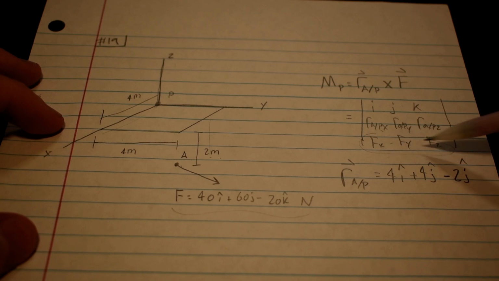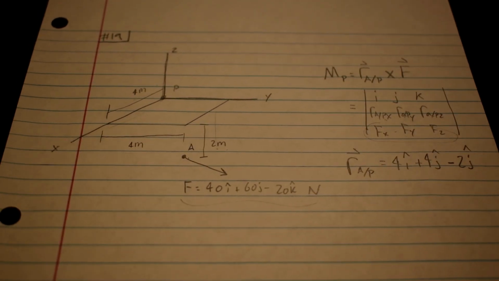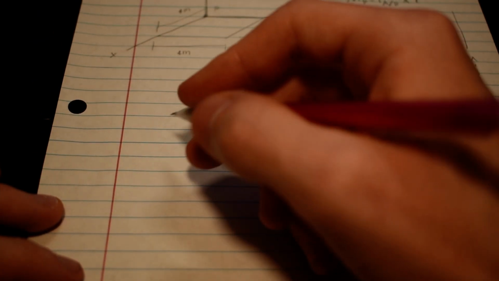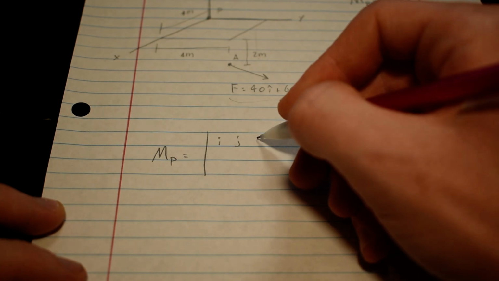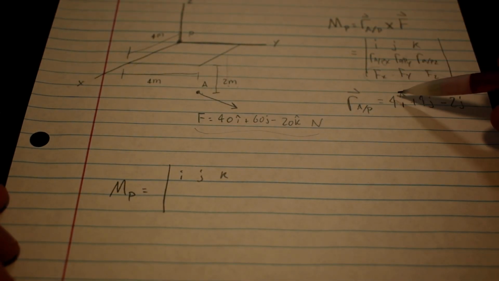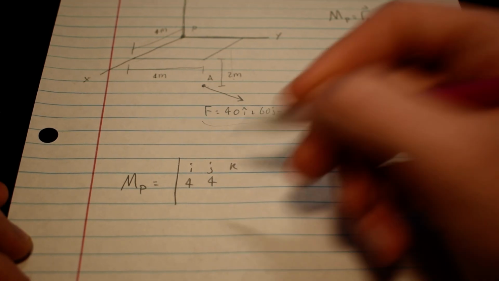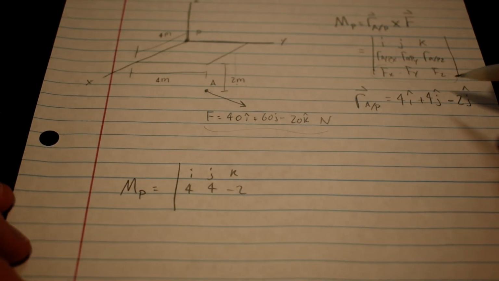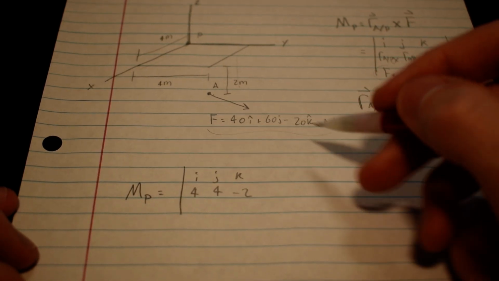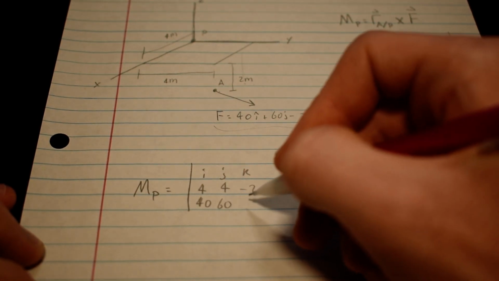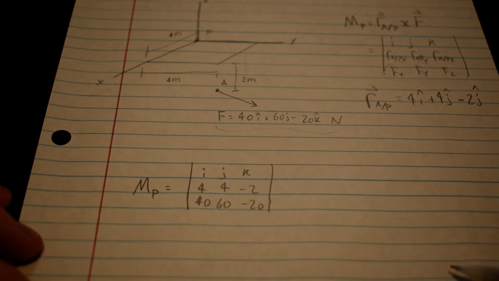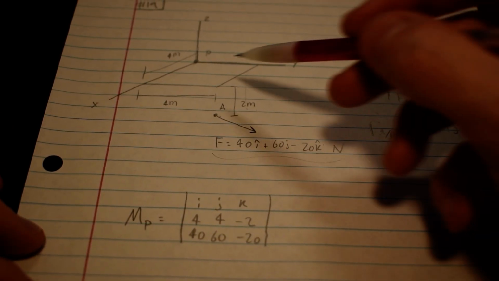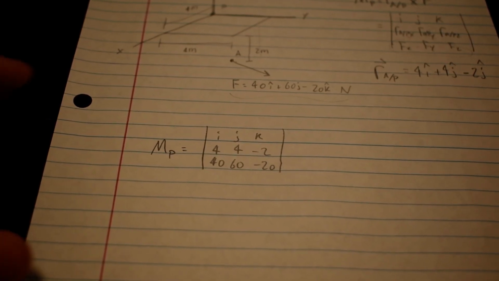Now that we know Fx, Fy, Fz and the position vector, we are ready to take the moment using the determinant of that matrix. So we'll have M_P equal to i, j, k, and we'll start plugging in our numbers: 4, 4, and -2, and 40, 60, and -20. I'm not writing units to save space, although you should always write your units. As long as we know we're working with newtons and meters, at the end we will get newton meters.